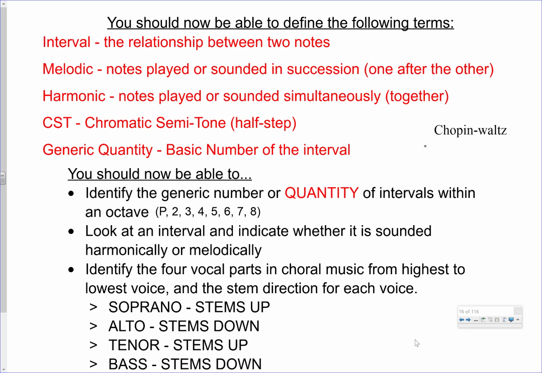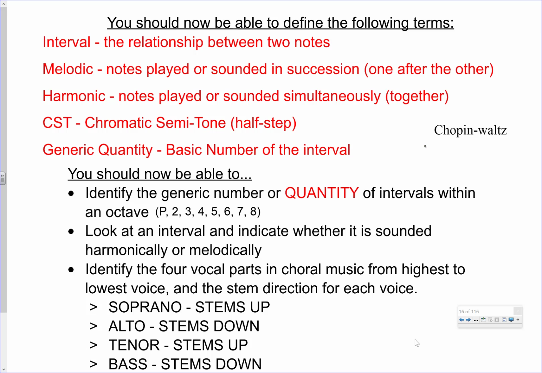Okay, college, so at this point, we're going to just review. You should now be able to define the following terms. An interval is the relationship between two notes. The term melodic refers to notes played or sounded in succession, or one after the other. The term harmonic refers to notes played or sounded simultaneously or at the same time.